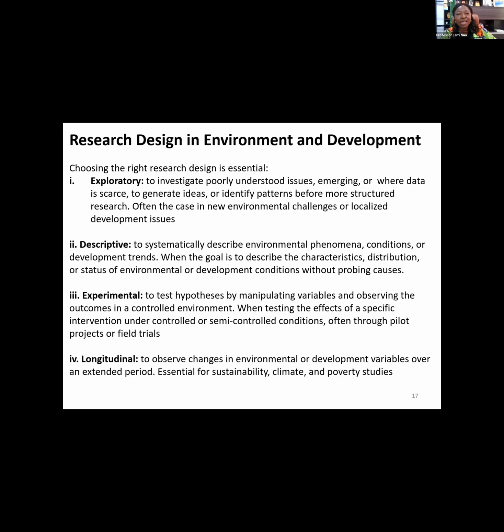So longitudinal is to observe changes in environmental or development variables over an extended period of time. So that's essential for sustainability, for climate, and for poverty studies. Do you get it now? So do you see why that poll came? So that we know that you now have new knowledge. That longitudinal research has to do with extended periods of time.